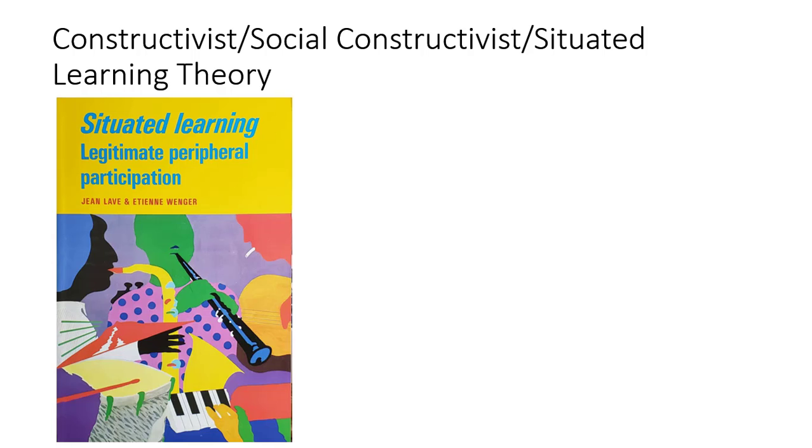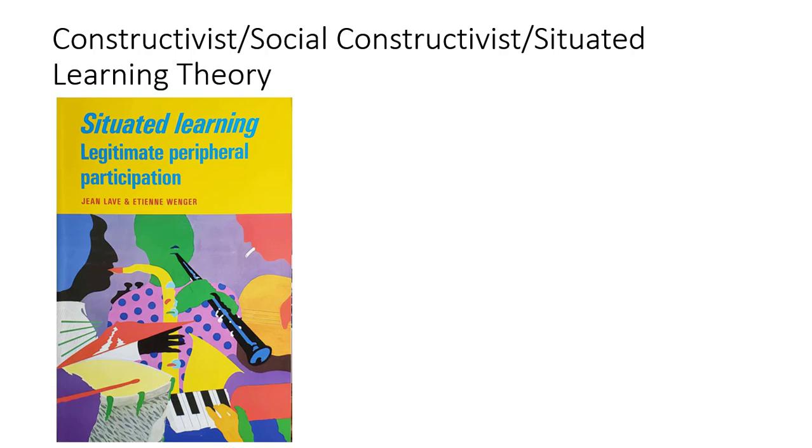Another key theory that comes out of this same idea is that of social constructivist theory, or situated learning theory. Now, these are all very closely related ideas, and they primarily came out of a book called Situated Learning: Legitimate Peripheral Participation by Jean Lave and Etienne Wenger. This was published in the early 90s.